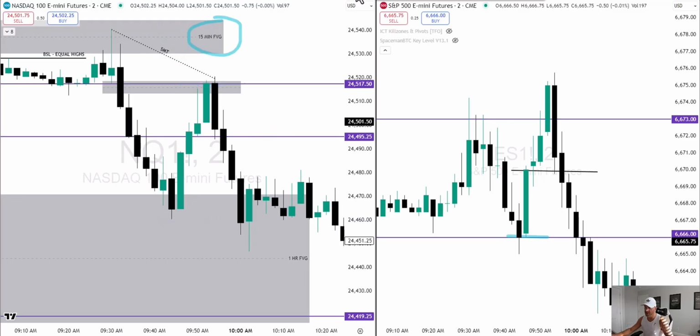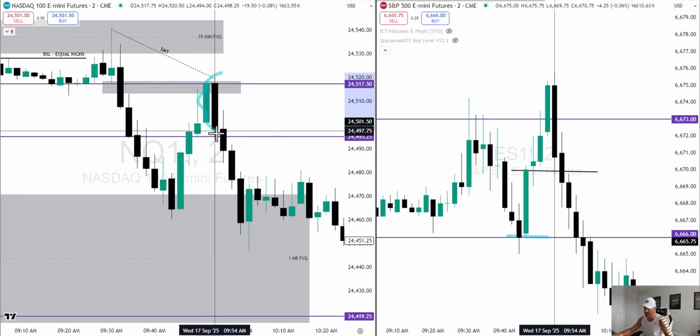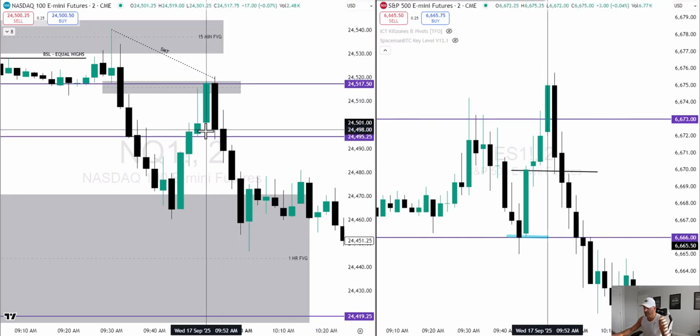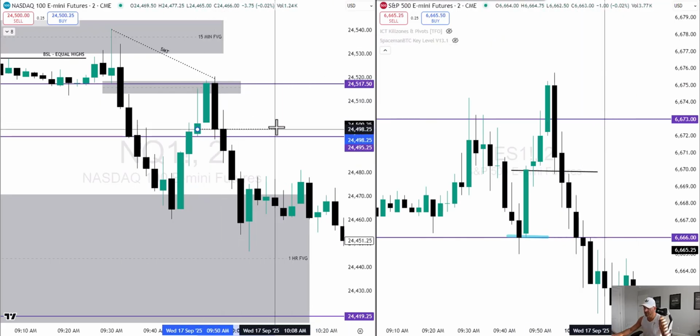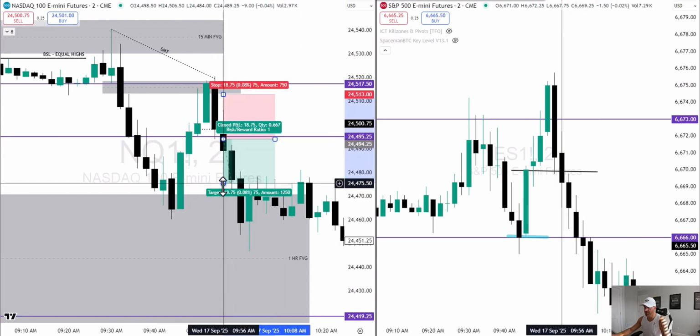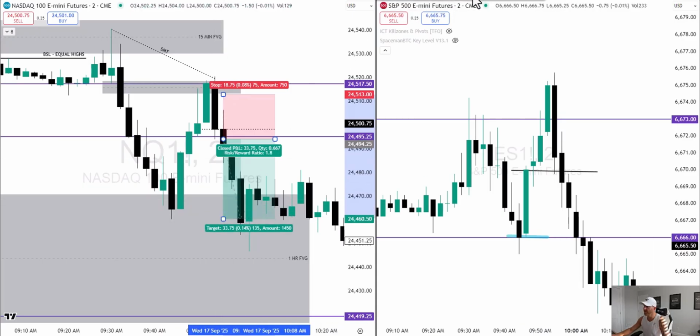So where's our entry? Well, here's our displacement candle right there. We have that candle, body close right there. Triggers our entry. Boom. Right there. Where's our target? This low. Right down here.